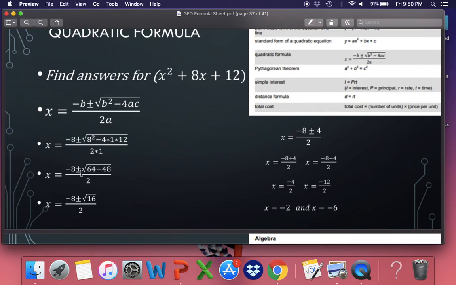So you'll say negative 8 plus or minus, and I've squared the 8, and then multiplied 4 times 1 times 12. So it's 64 minus 48 over 2. So it's negative 8 plus or minus the square root of 16 over 2. The square root of 16 is 4. So it's negative 8 plus 4 over 2 and negative 8 minus 4 over 2. So it splits out into two separate problems. Negative 8 plus 4 is negative 4, divided by 2 is negative 2. Negative 8 minus 4 is negative 12, divided by 2, which is negative 6.